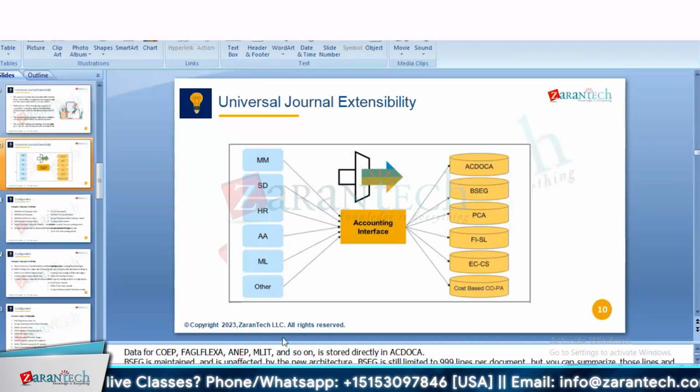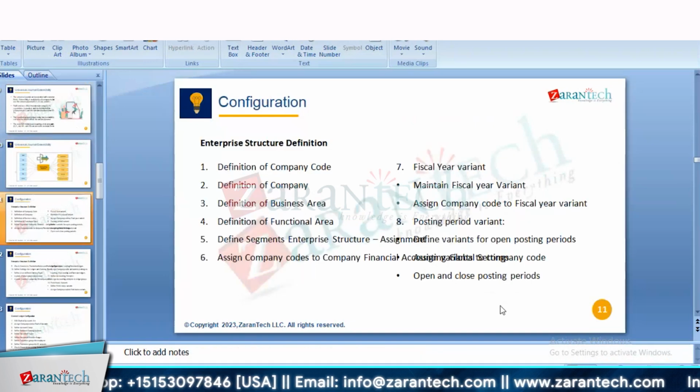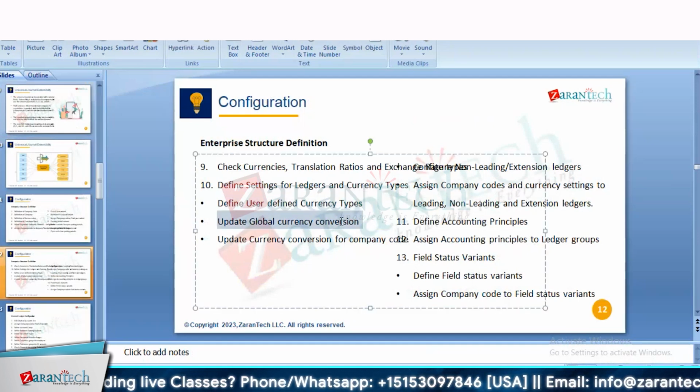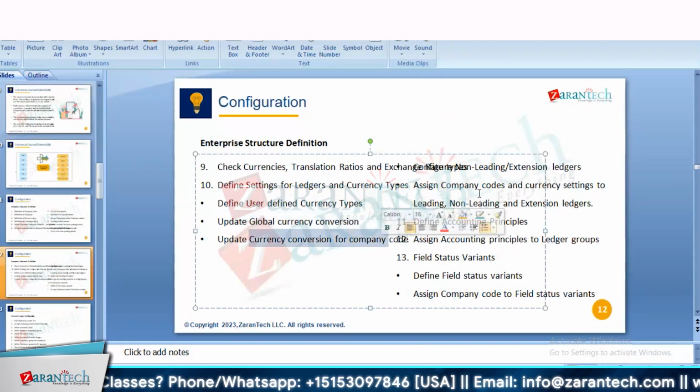It's talking about this data where it gets stored, SLOCA, BSEC, BCA, FISL, cost-based COPA. So now we can just start with our agenda. So definition of company code, definition of company, definition of business area, functional area, fiscal year variant, maintain fiscal year variant, assign company code to fiscal year variant. So configuration steps are this: check currencies, translation ratios, exchange, leading, non-leading, exchange and ledger, define settings for ledgers and currency type, define user-defined currency types, update global currency conversion for company.